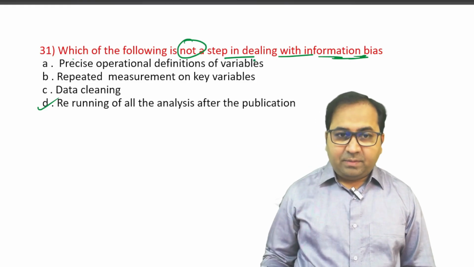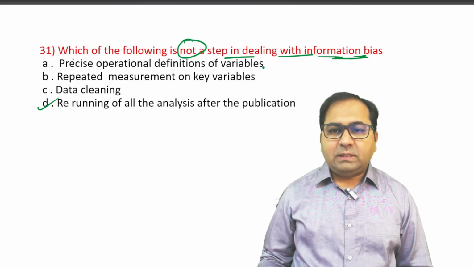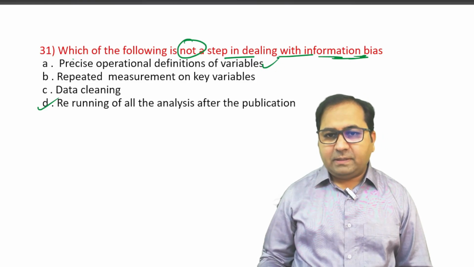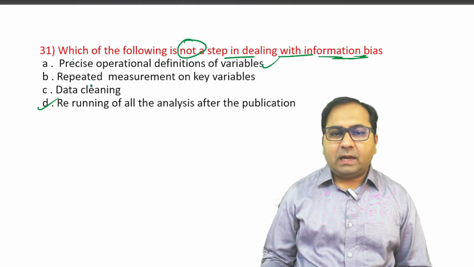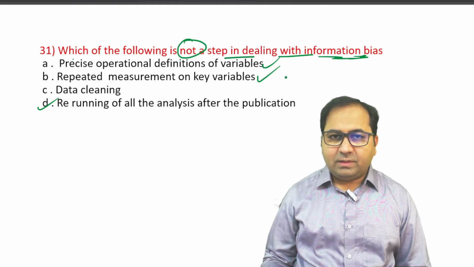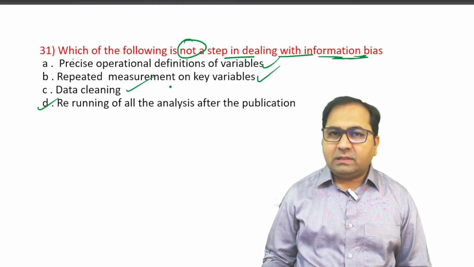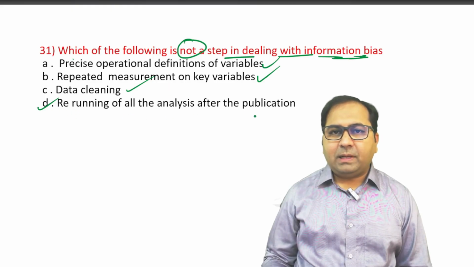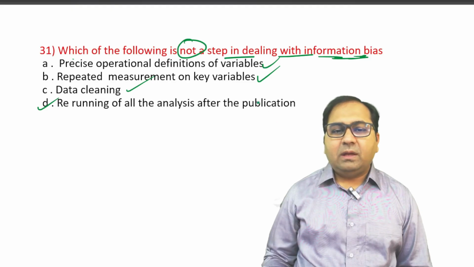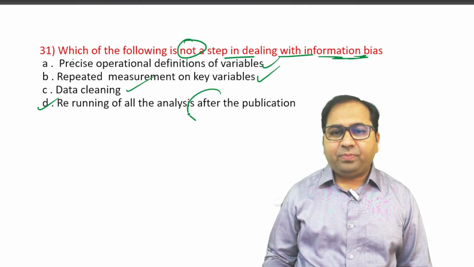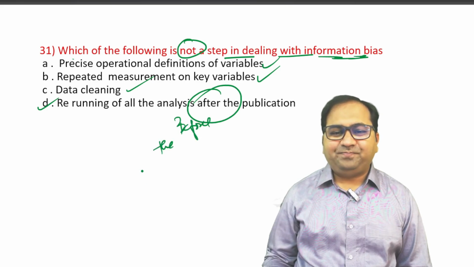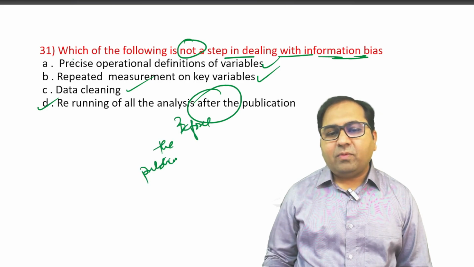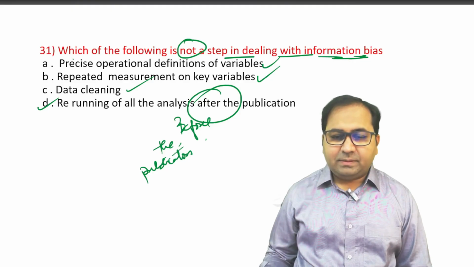Let us see all the other statements. Precise operational definitions of variables. Yes, this is a step in dealing with information bias. Second is repeated measurements of key variables. Yes, even this is present. Third is data cleaning. Yes, even this was present. Fourth one, rerunning of all the analysis after the publication is not present, because rerunning of all the analysis should be done before the publication, not after the publication. Okay, before the publication. Please remember the answer.